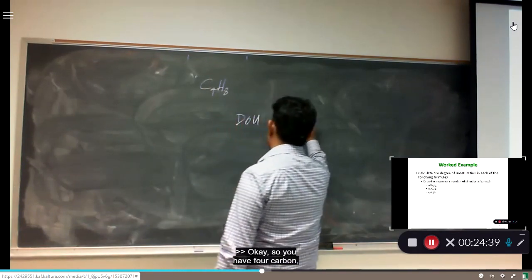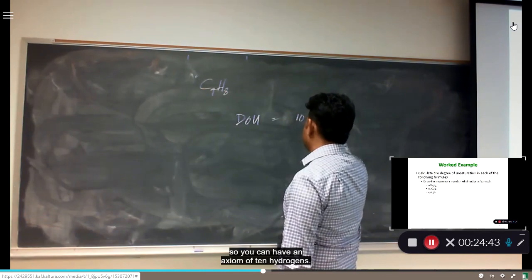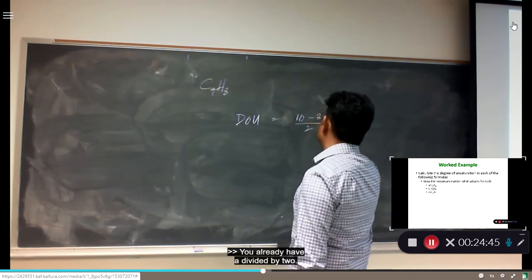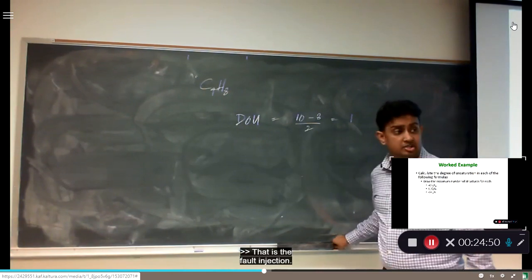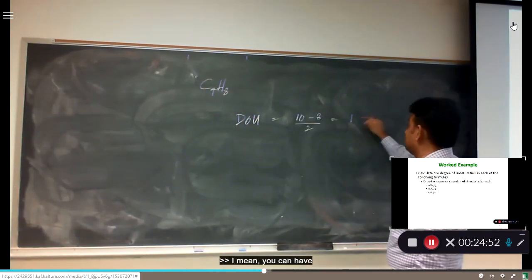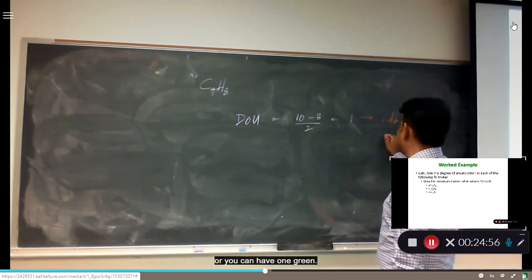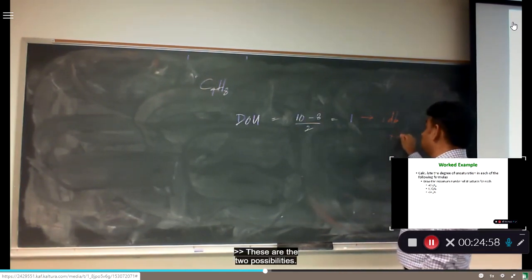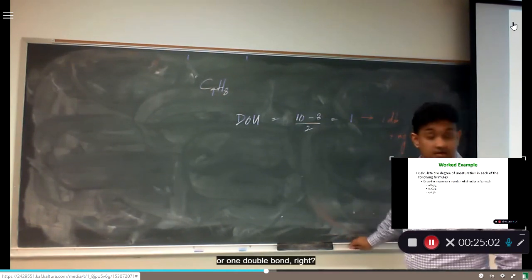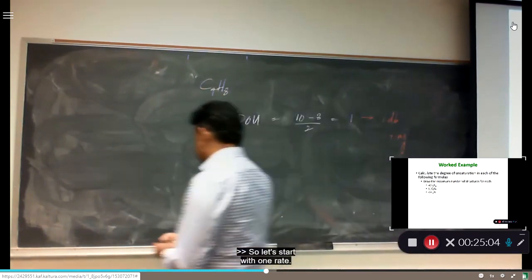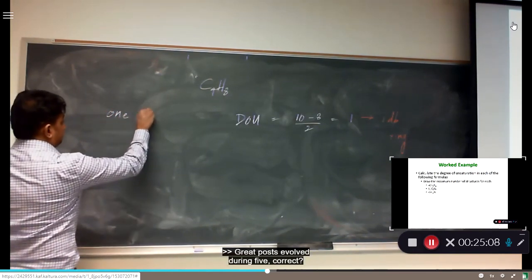Okay? So you have 4 carbons, so you can have a maximum of 10 hydrogens. You already have 8, divided by 2, so the degree of unsaturation is 1. What does this 1 mean? That is the important section. 1 means you can have 1 double bond in your structure, or you can have 1 ring. These are the 2 possibilities. You can have one ring or one double bond, right? So let's start the possibilities with one ring.